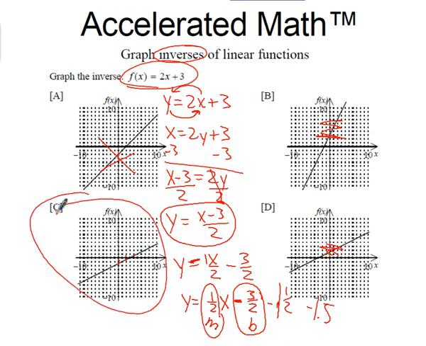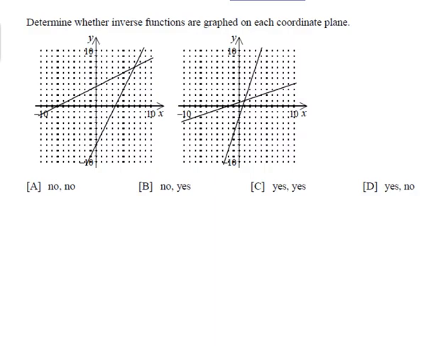Alright, so the key there was finding the inverse function and then making sure you had it in this y equals mx plus b kind of format so you can identify which graph it is. Alright, and then determine whether the inverse functions are graphed on each coordinate plane. Now here's the deal. Let's say this is our original function. If this is the inverse, it should be a mirror image over the parent linear function. You might be saying, I don't know what the parent linear function is. The parent linear function is y equals x, or f of x equals x.